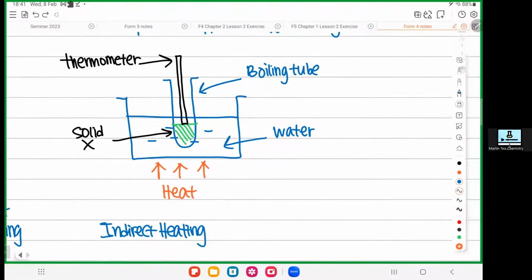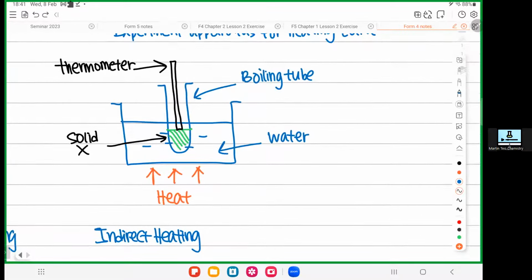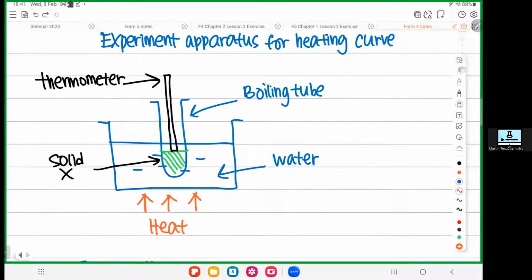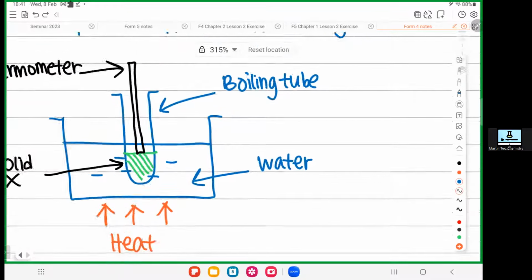So here, one of the first questions they love to ask in SPM is this. This water is used to heat the substance. So this water has a name.